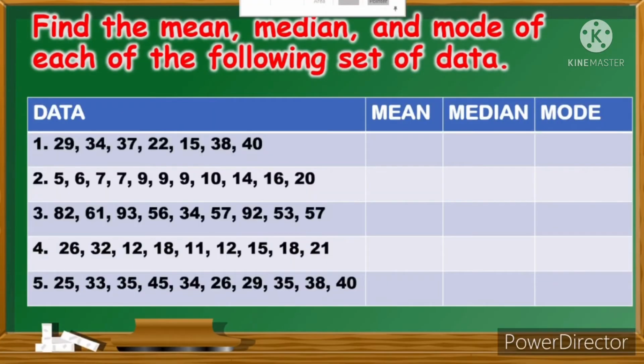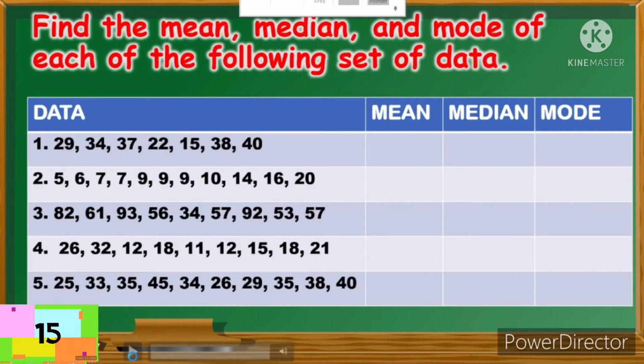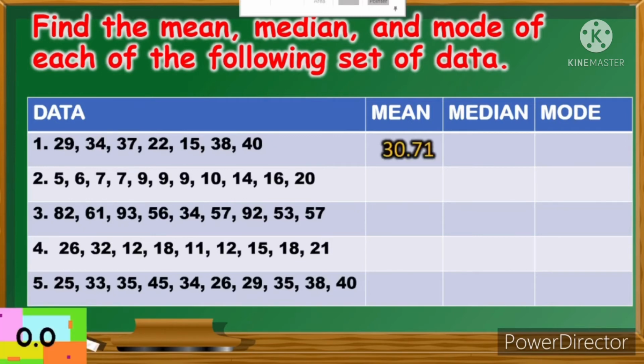Number 1. We have 29, 34, 37, 22, 15, 38, and 40. You have 15 seconds to find its mean. Your time starts now. If your answer is 30.71, then you are correct.